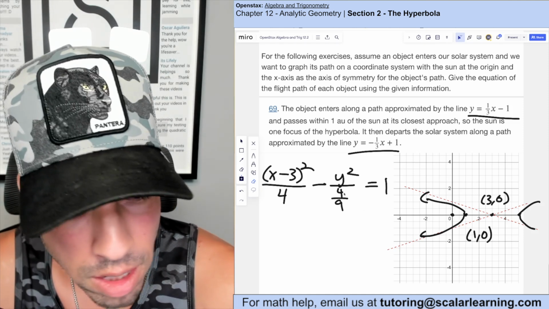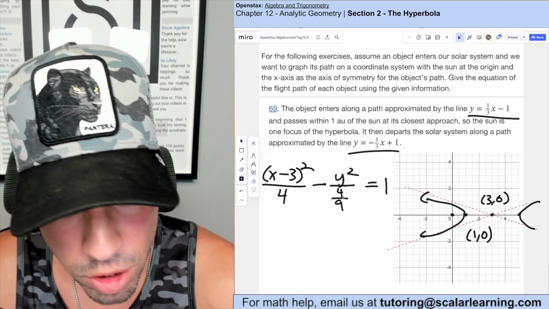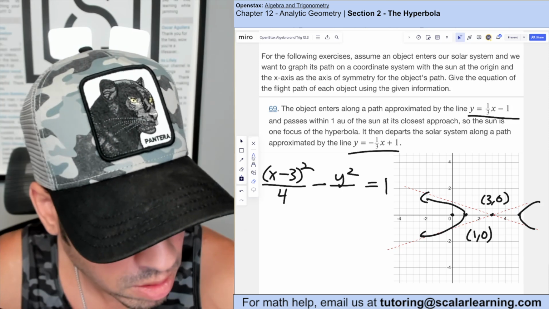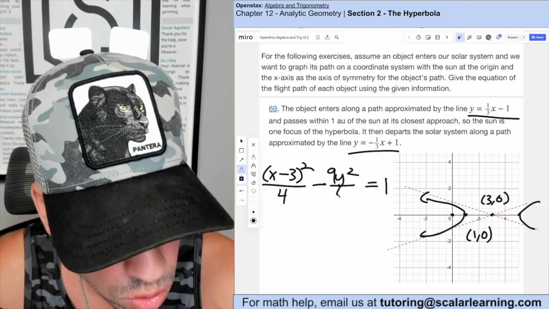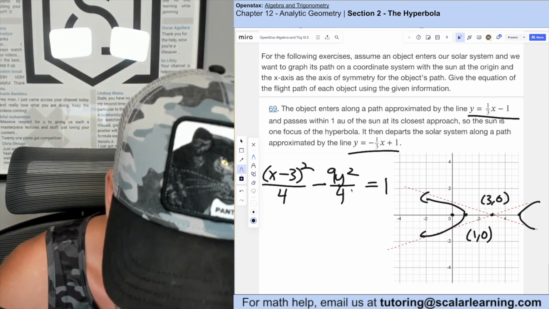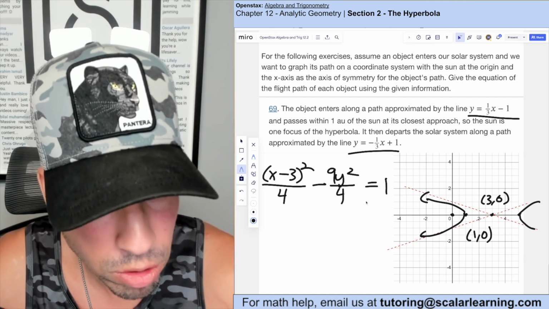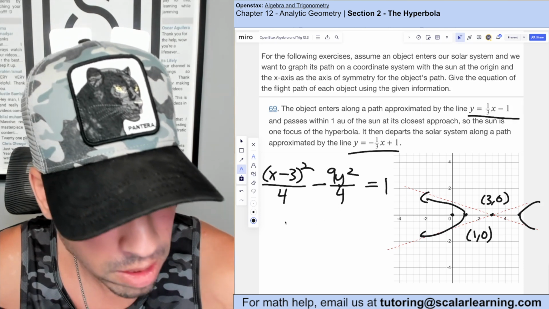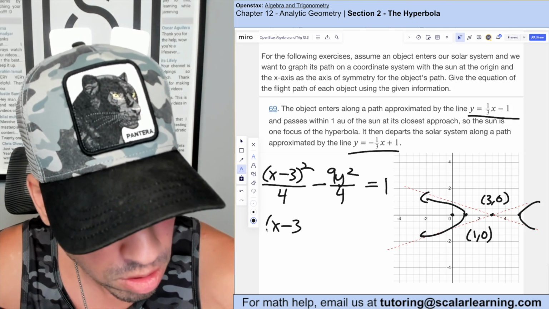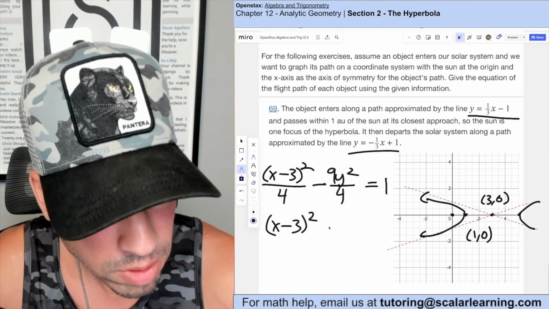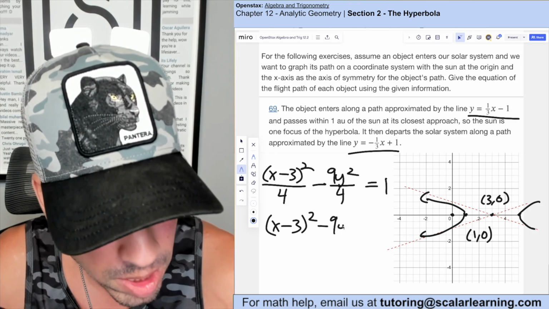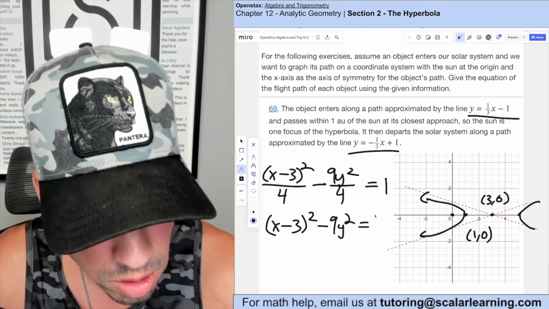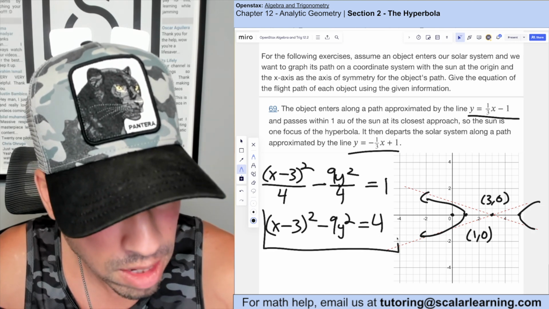And 4/9 on the bottom is the same as multiplying by that reciprocal of 9/4, so we can rewrite this to make it a little nicer as 9/4. Last but not least, we can multiply everything by 4 to clear those denominators. Again, we don't need to. This is good to go, but just to do it like they did in the back of the book, we get x minus 3 squared, and then times 4 clears the denominator. 9y squared equals 4 times that is 4. And that is how you do it.